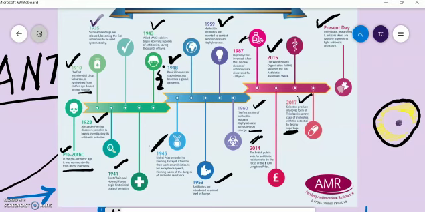So the take-home message is that we should not irrationally use antibiotics. We should restrict antibiotics because we should know when to use antibiotics and when not to, and always use antibiotics under a doctor's prescription.